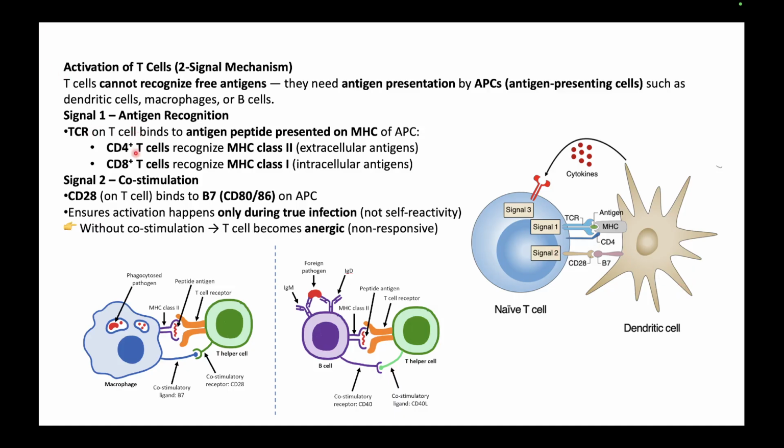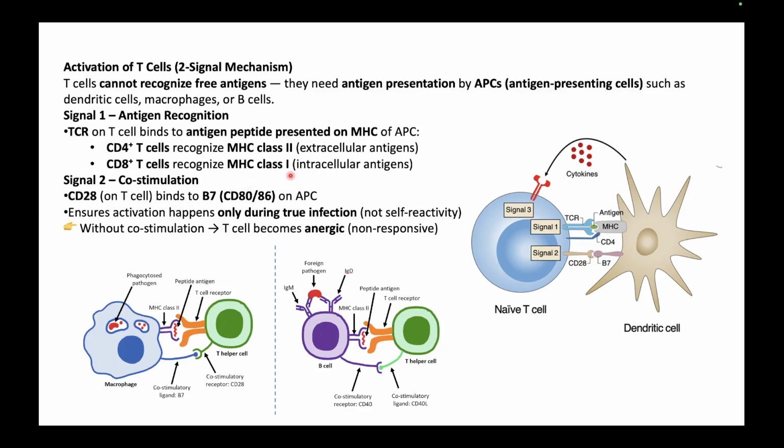CD4 positive cells recognize MHC class 2. This is a T helper cell, which is a CD4 positive cell. They recognize the antigen which is presented to them by MHC class 2. So this is MHC class 2, presenting an antigen, and the T helper cell can recognize the antigen presented by MHC class 2. CD8 positive cells recognize the antigen which is presented to them by MHC class 1.